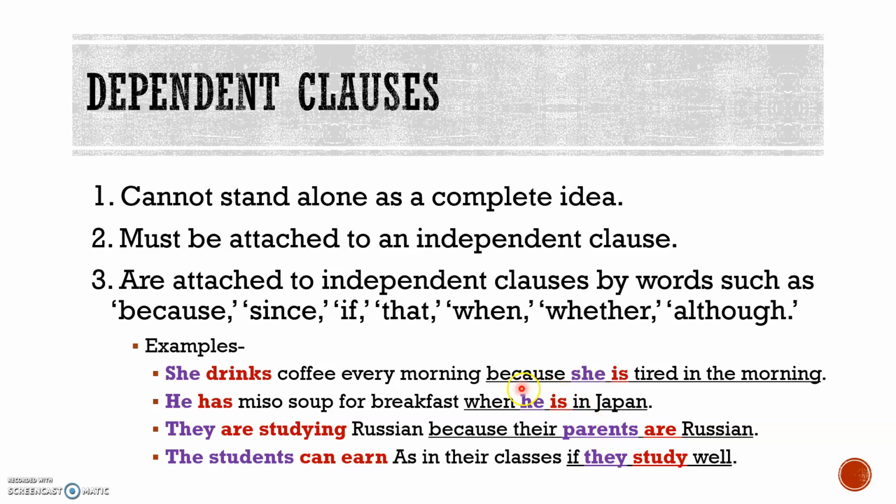They each begin with a signal word like because, when, and if. They're clauses because they contain subjects and verbs, just like the main independent clauses. So you have independent clauses, which can stand alone and make sense, and then you have dependent clauses, which cannot stand alone, and they don't make sense all by themselves. So these need to be connected. The dependent clauses need to be attached to the independent clauses.